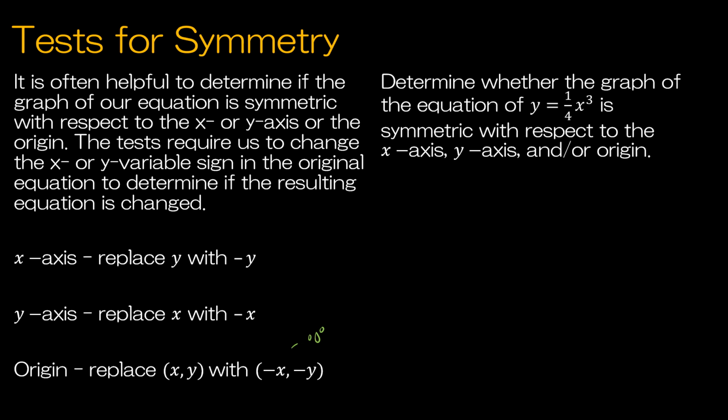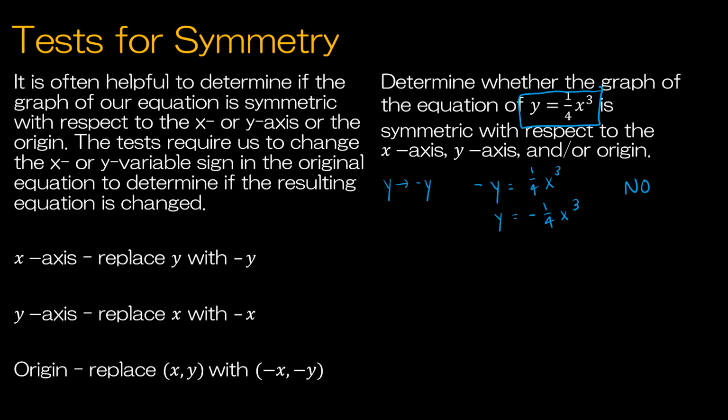So let's take a look at the math behind this, and then we'll take a look at the graph of the equation to see if we did the math correctly. I'm going to start by replacing y with negative y. So here's my equation, and I'm going to say negative y equals 1/4 x cubed, and then simplifying that gives me y equals negative 1/4 x cubed. So does this equation match the original? No. So that means this is not symmetric to the x-axis.